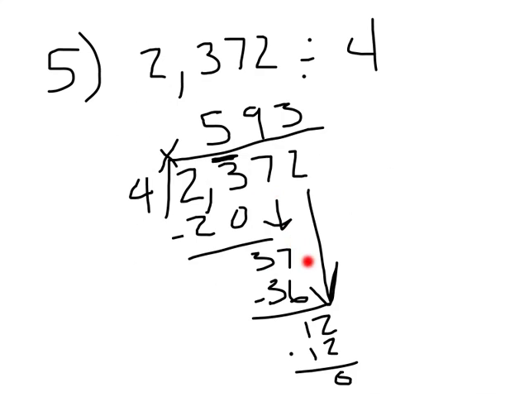I can bring down my 7 and divide 37 tens. I can divide 37 tens into 4 groups 9 times. 9 times 4 is 36. When I subtract 37 minus 36, I have 1 ten left over. I can bring down my 2 to divide in the ones place. 4 goes into 12 3 times, with no remainder, so the answer is 593.